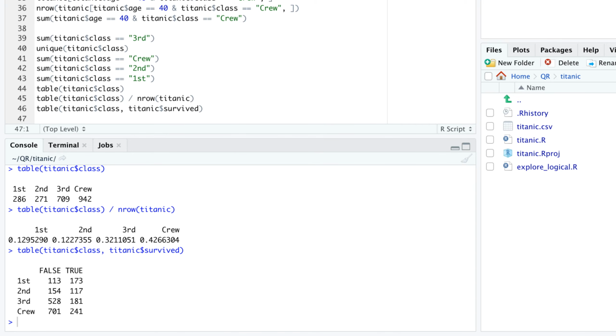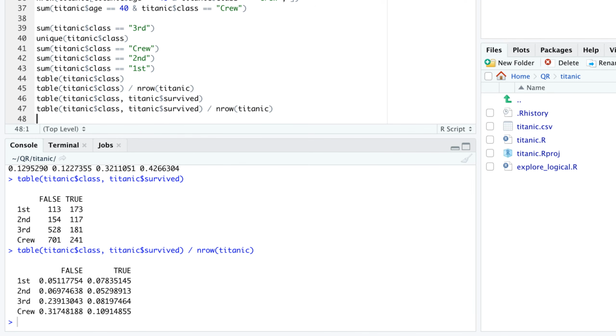Another term for it is two-way table because the numbers are tallied according to two criteria, in our example the categories class and survival. If we want to see the fraction of cases in each table cell, we can divide the numbers in the two-way table by nrow(Titanic). The output shows that, for example, approximately 5.1% of all people on board were in the first class and died, 7.8% were in the first class and survived, and so on.